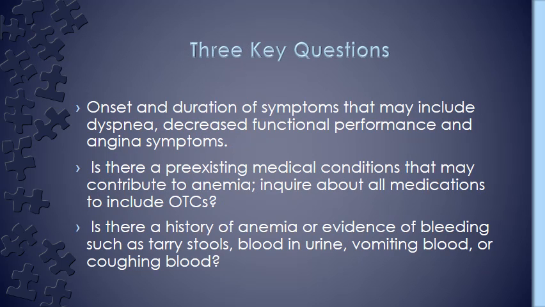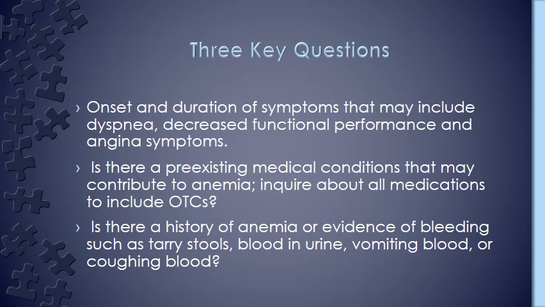Three key questions that you must ask the patients when you're trying to diagnose this condition. The first is to inquire about the onset and duration of symptoms that may include dyspnea, decreased functional performance, and angina. Part of the reason that you ask that question is because those are key symptoms of anemia, so those are signs that they may be exhibiting. Even though I have to say that anemia of chronic disease, a lot of times people are asymptomatic.